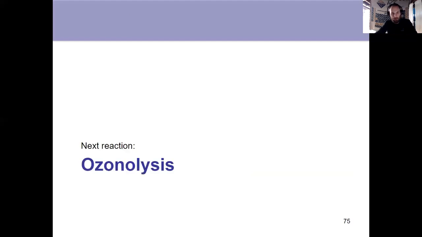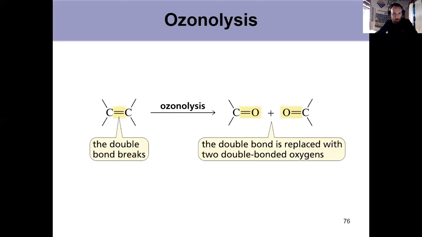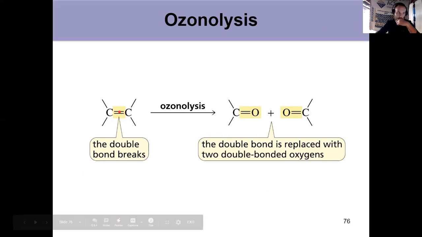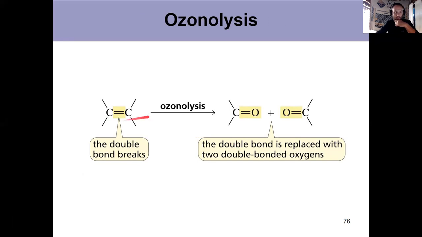We finished the video with the next reaction, ozonolysis. And what an ozonolysis does is it cleaves the double bond right in half and puts an oxygen in each place. So the double bond that was in the alkene is replaced with 2 double bonded oxygens.